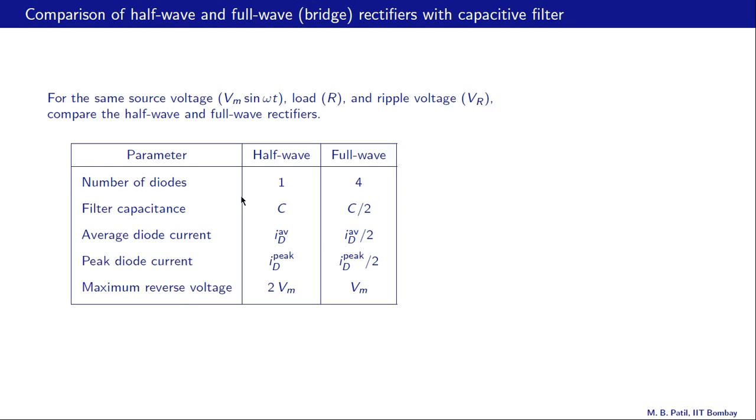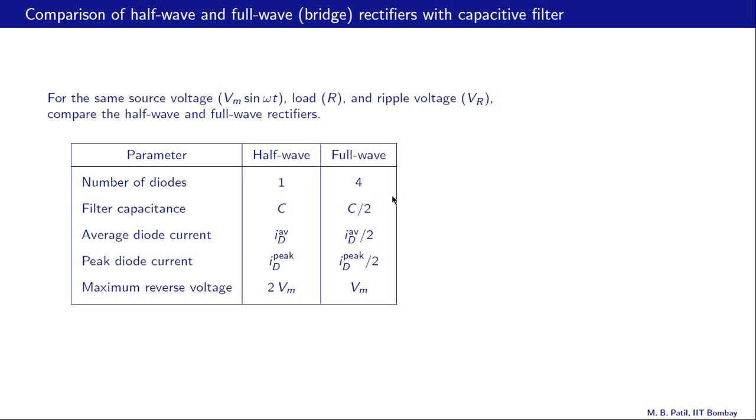Number of diodes: 1 in the half wave case, 4 in the full wave case. Filter capacitance: if this is C, then this is C by 2. Average diode current: if this is ID average, then this is ID average by 2. Peak diode current: if this is ID peak, then this is ID peak divided by 2. Maximum reverse voltage: in this case it was 2 times Vm. In the full wave case it was Vm.